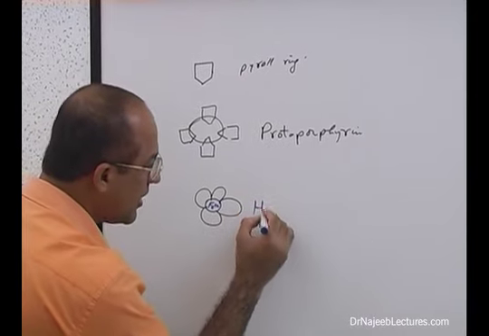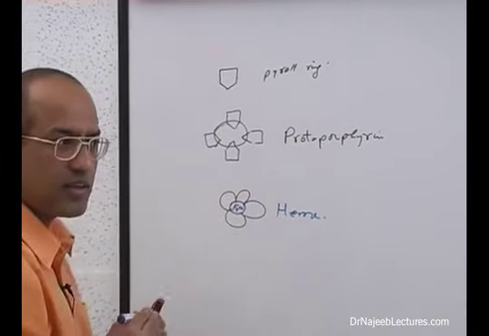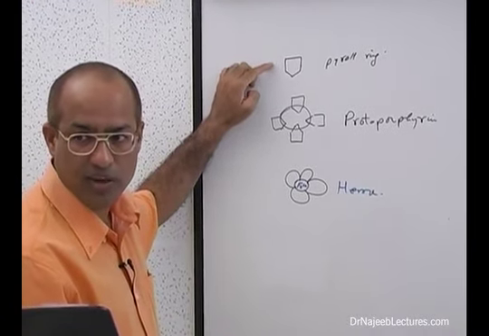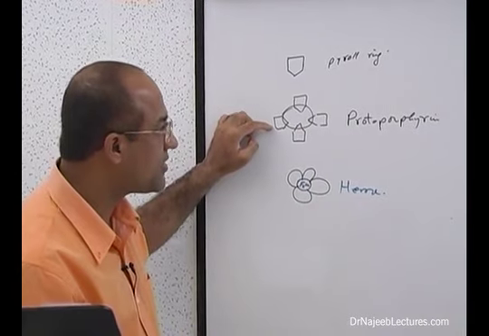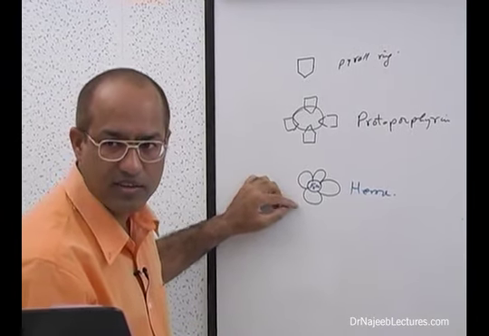Then, if this is protoporphyrin, in the center of protoporphyrin, if you put iron, then it is called heme. Is that right? Again, erythroblasts make initially pyrrole rings, assemble them into protoporphyrin rings, and in the center of the protoporphyrin ring they put iron, and then there is heme.